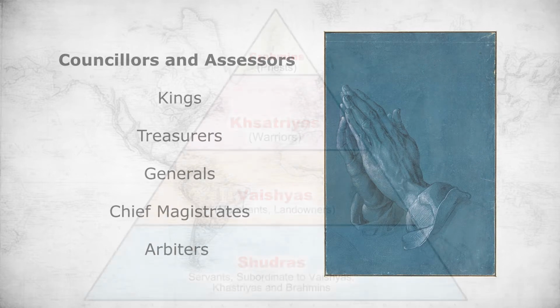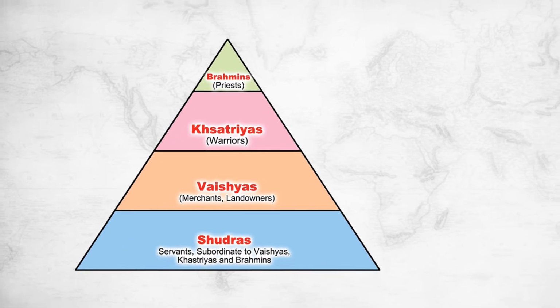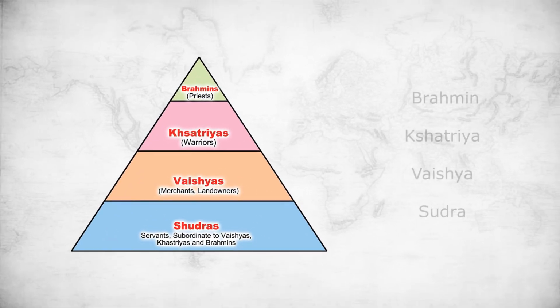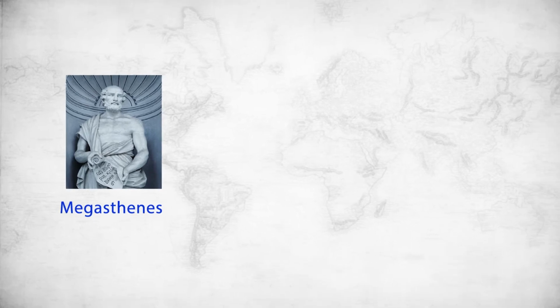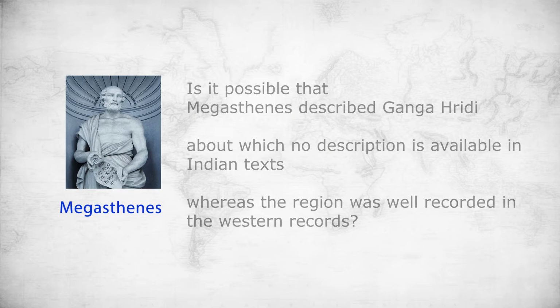belong to this fraternity. This classification of a territory of ancient India does not match with the 4 caste social structure comprising of Brahmins, Kshatriyas, Vaishyas and Shudras that is recorded in the Sanskrit texts of India. Is it possible that Megasthenes described Gangaridai, about which no description is available in Indian texts, whereas the region was well recorded in the Western records?